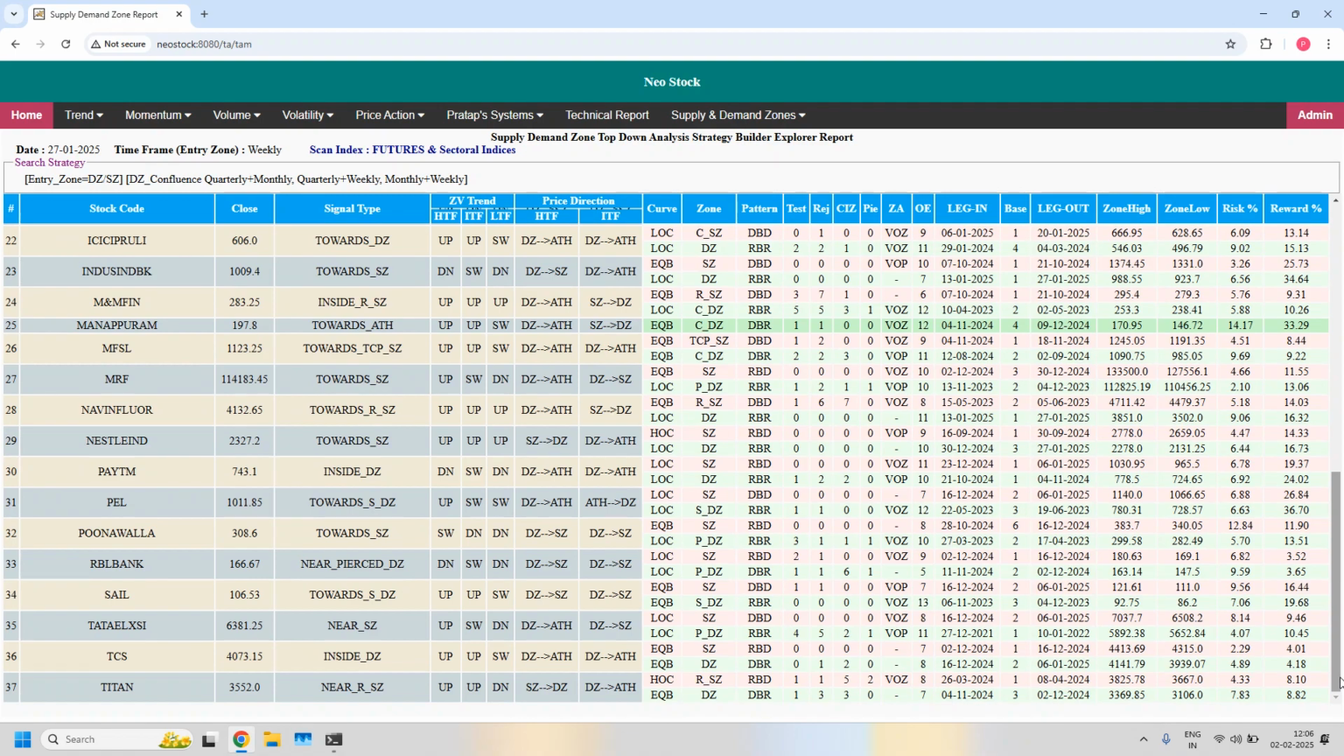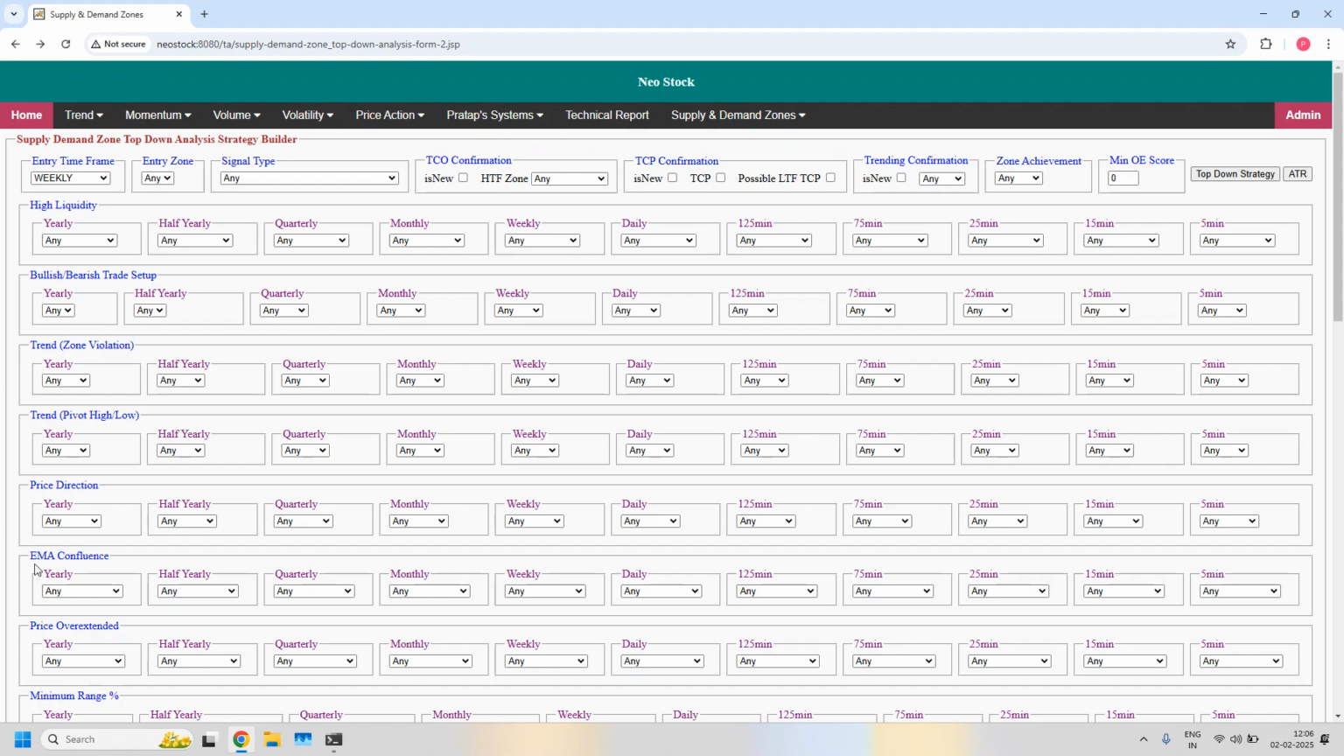So total 37 stocks are filtered. Can we filter further? If you can ask the question, yes, we can filter based on, because all are part of the quarterly demand zone, weekly and monthly together. Now we can filter based on the quarterly demand zone having quarterly EMA confluence to identify high probability setup related stocks. So in the EMA confluence at quarterly time frame, why quarterly?